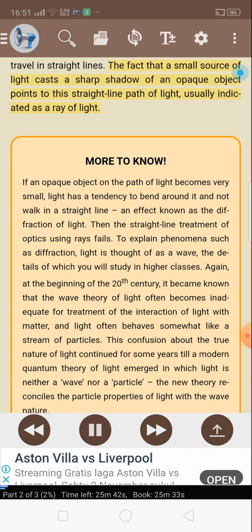The fact that a small source of light casts a sharp shadow of an opaque object points to this straight line path of light, usually indicated as a ray of light. More to know. If an opaque object on the path of light becomes very small, light has a tendency to bend around it and not walk in a straight line, an effect known as the diffraction of light. Then the straight line treatment of optics using rays fails.